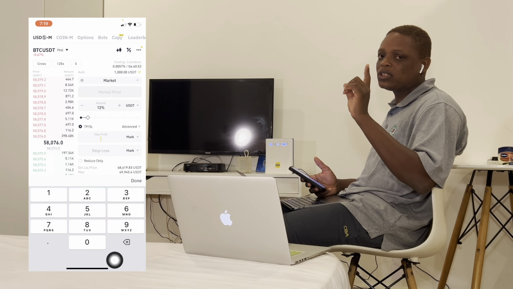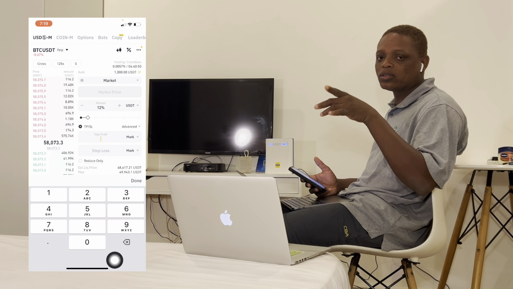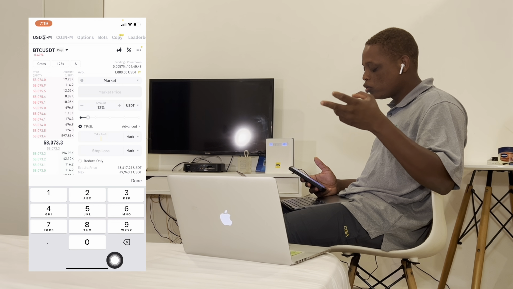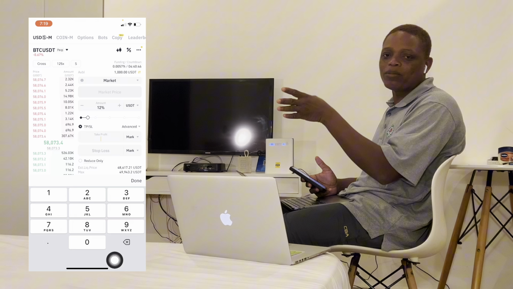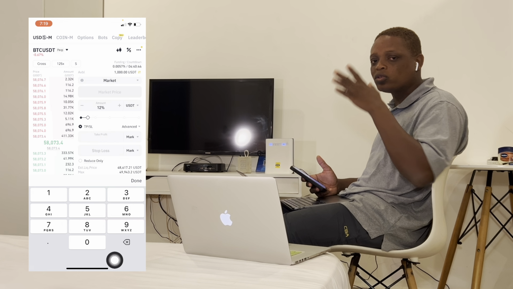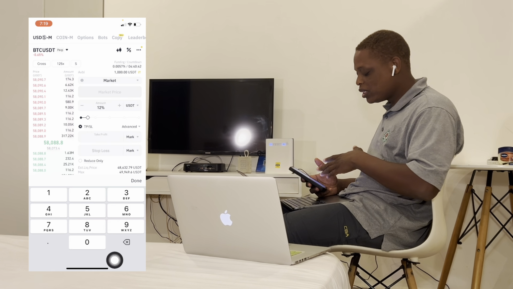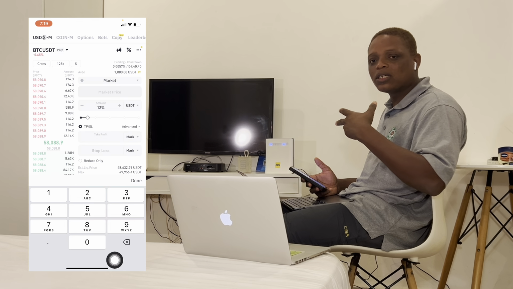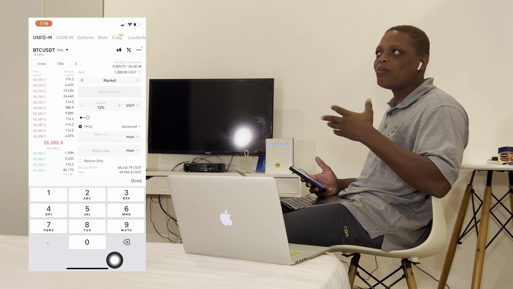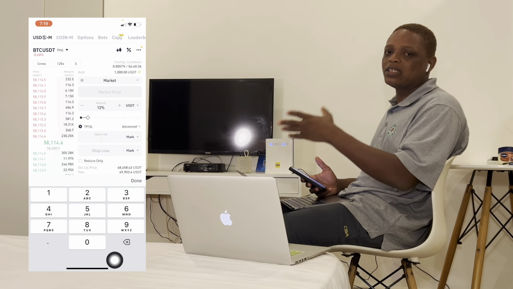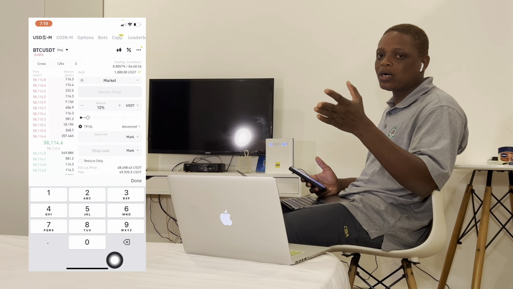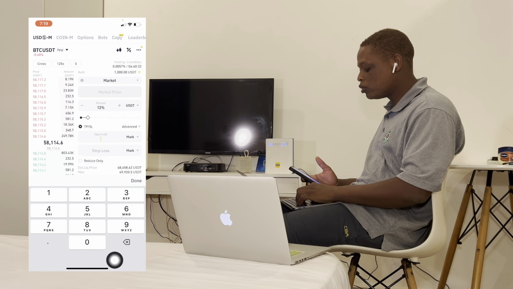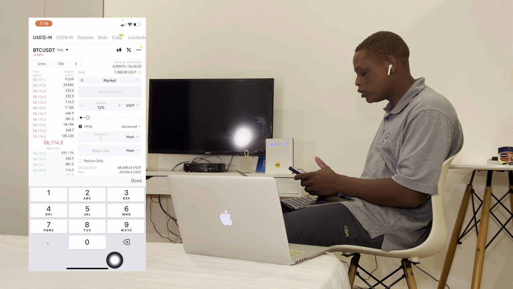My current prediction is that Bitcoin will go to 60,000. When we say that a particular token is going to a particular price, don't think it will just go straight. Right now Bitcoin is 58,000. Bitcoin can decide to go to about 59,000, come back to 40,000 before it will go to 60,000. So you always have to ask yourself this question.